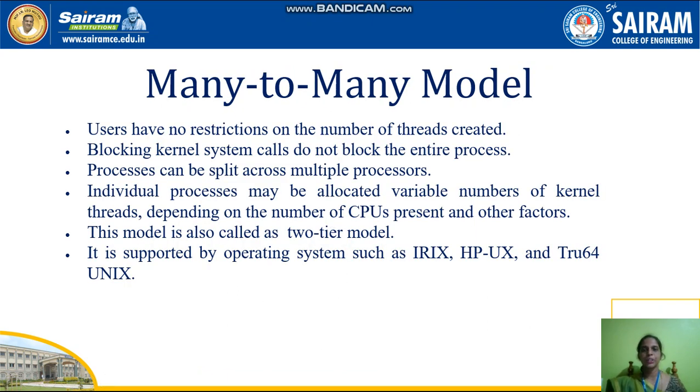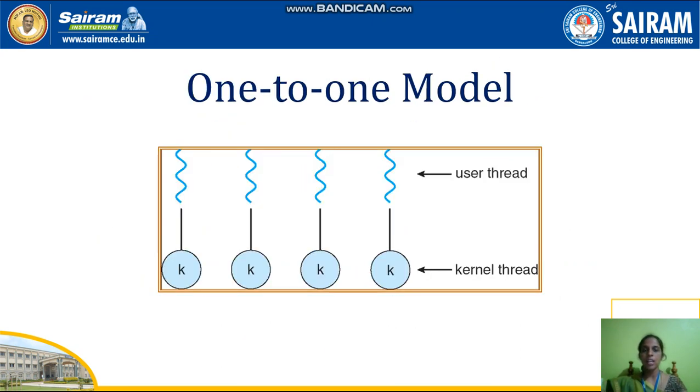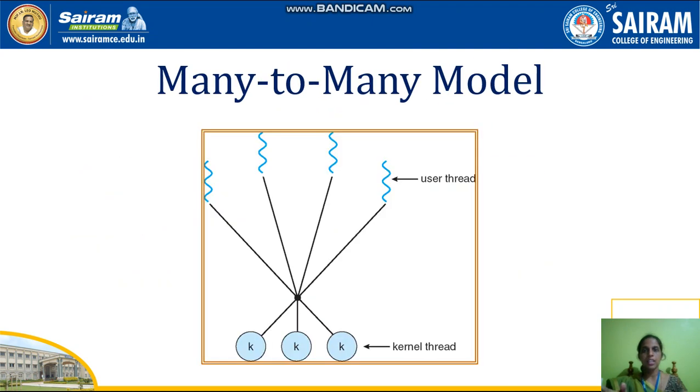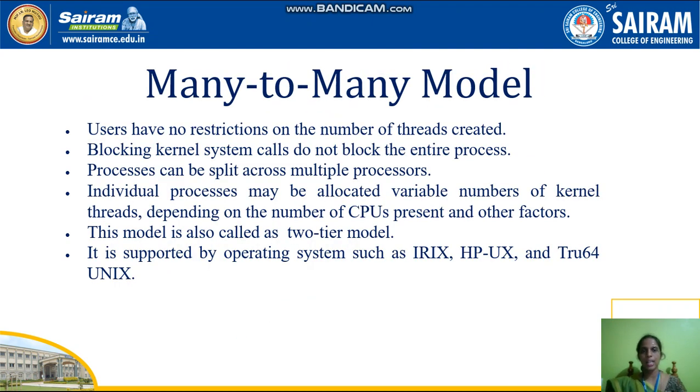Users have no restriction on the number of threads created. In the previous case, the one-to-one model, there is a limit to the number of user threads you can create. Here there is no limit or restriction on the number of threads created. Blocking kernel system calls do not block the entire process because there are many kernel threads to take care. A process can be split across multiple processors. Individual processors may be allocated a variable number of kernel threads depending on the number of CPUs present and other factors. This model is also called the two-tier model.